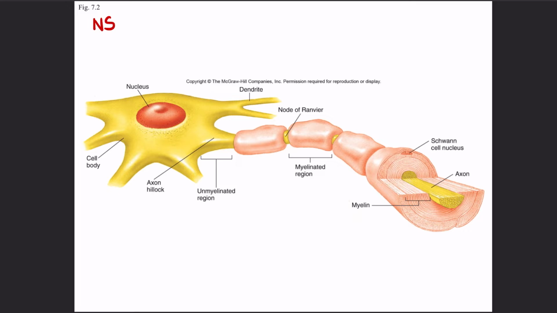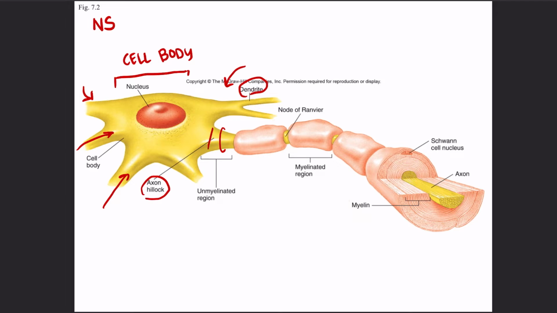As you can see here, we have our cell body of our neuron, which contains the nucleus. We have these projections called dendrites, and they are going to be the receiving end of our action potentials. And then the larger of these projections is called an axon. This opening part right here is called the axon hillock, but the rest of it is called the axon.